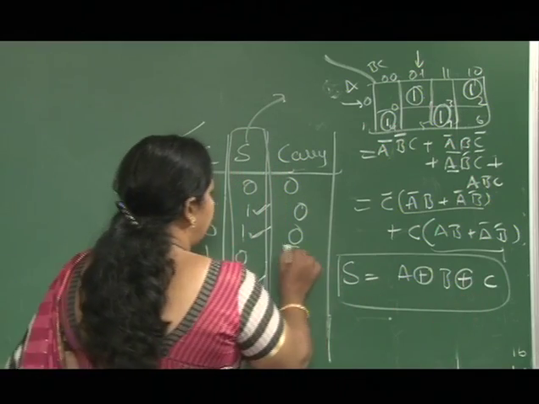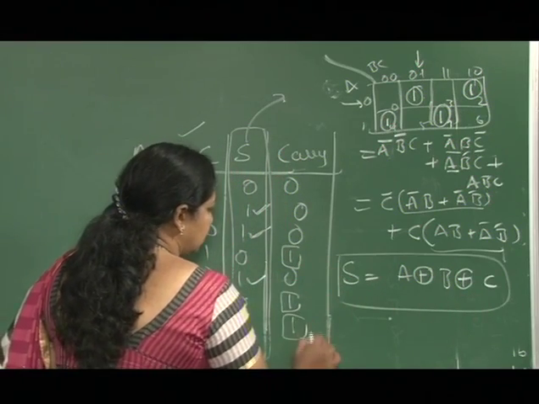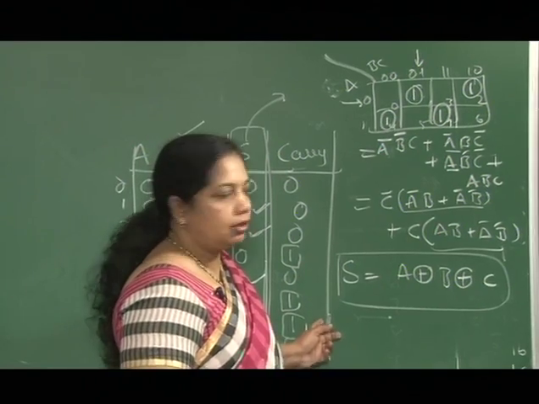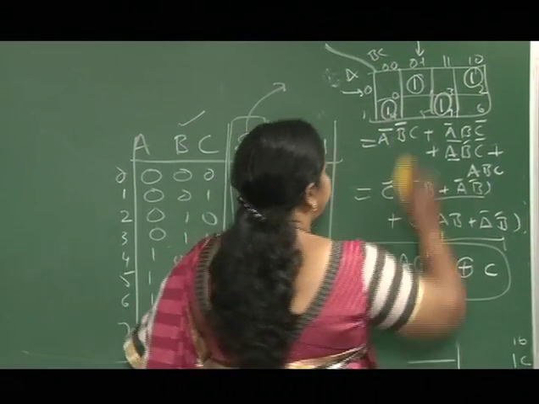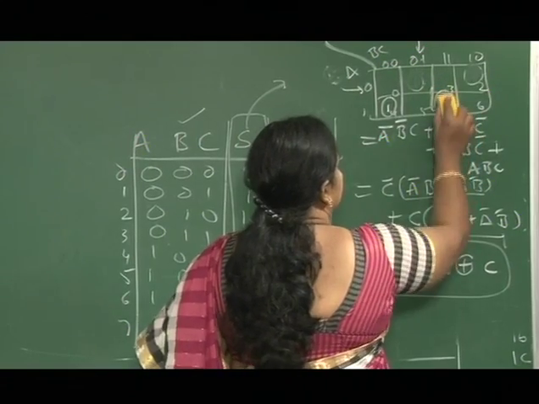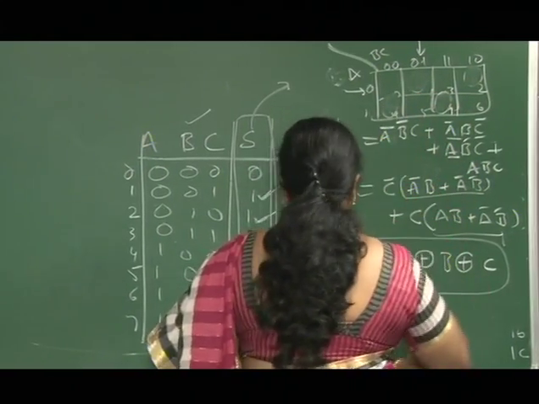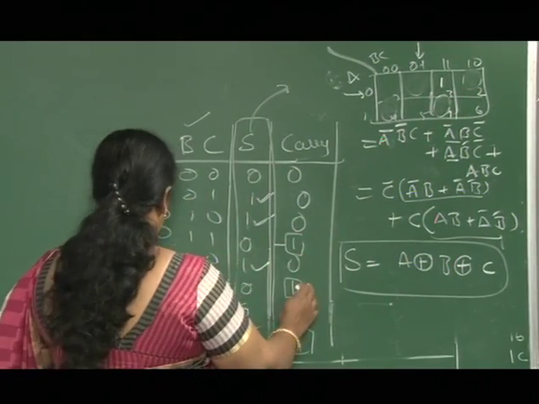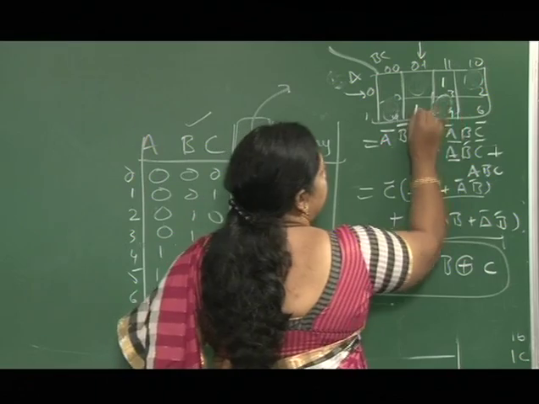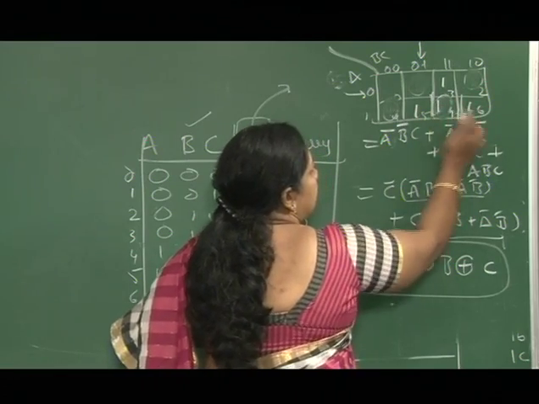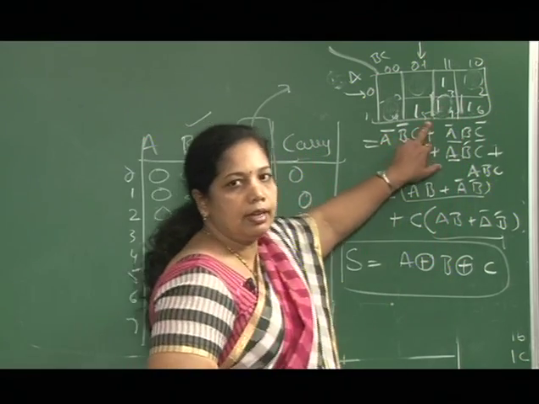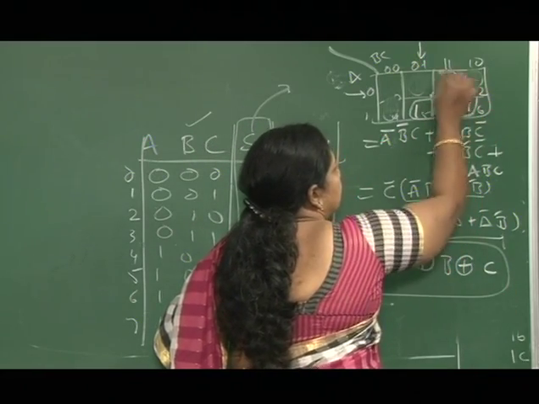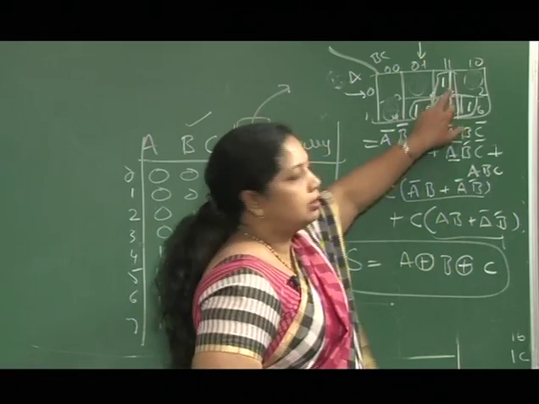So if I take up carry, similarly if I do carry, write it in the K-map. You can just see the cell numbers 3, 5, 6, 7. Now there are adjacent ones placed in the cells, so I can do grouping. The grouping is done this way, and I will end up with 3 terms.